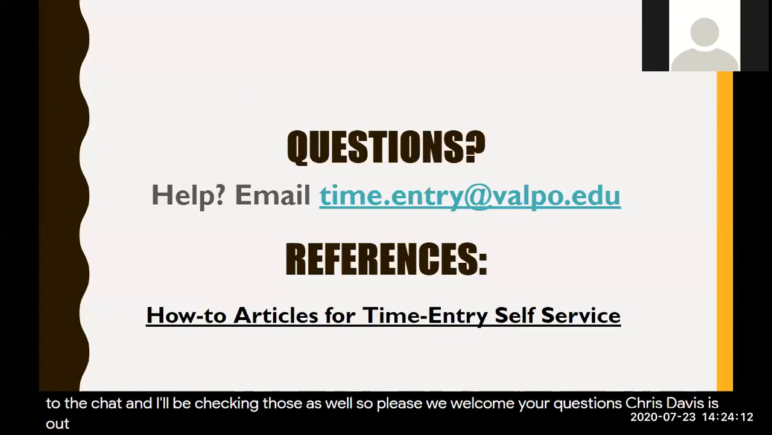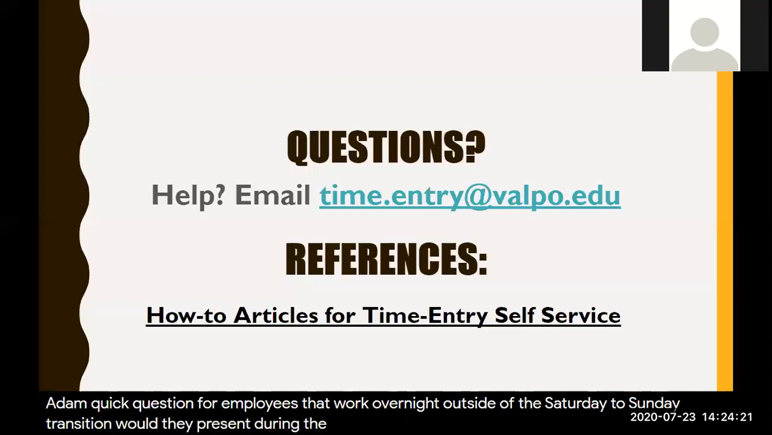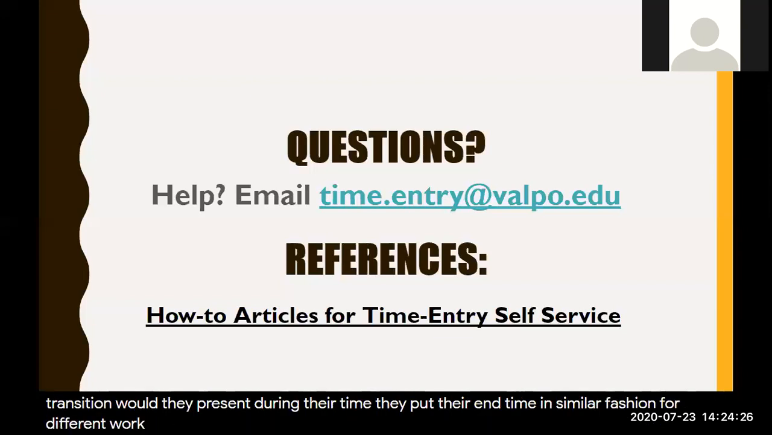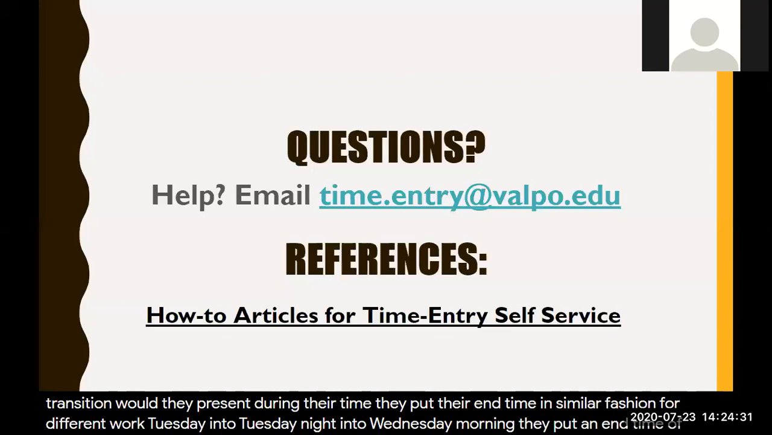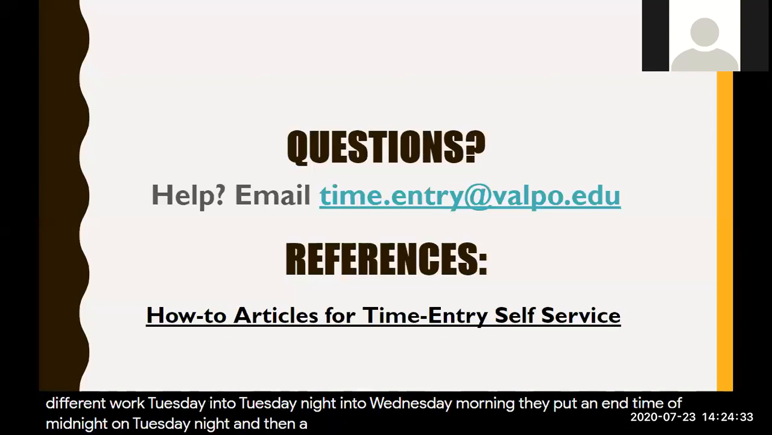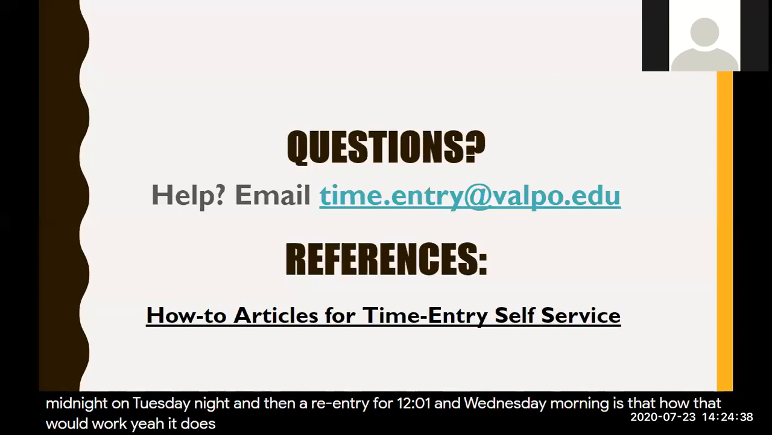Christy, this is Adam. Quick question for employees that work overnight outside of the Saturday to Sunday transition. As far as entering their time, would they put their end time in a similar fashion, say if they work Tuesday night into Wednesday morning, would they put an end time of midnight on Tuesday night and then a re-entry for 12:01 on Wednesday morning? Is that how that would work? Yeah, it does. That is one thing I specifically tested when we were testing it, and it does make you have a start and an end time each day.